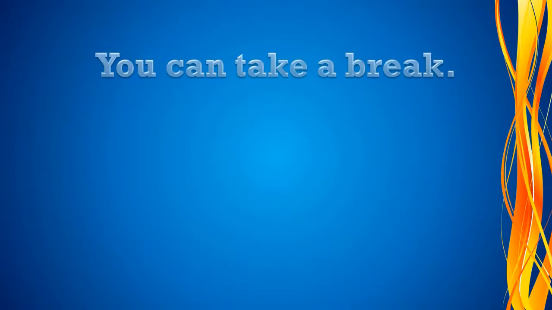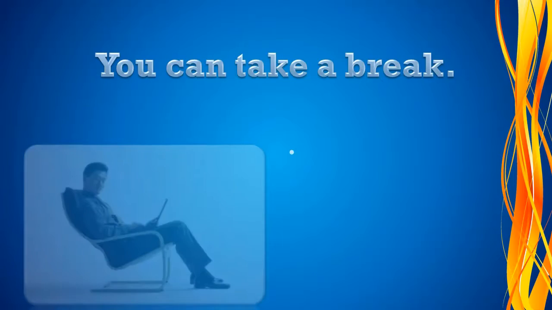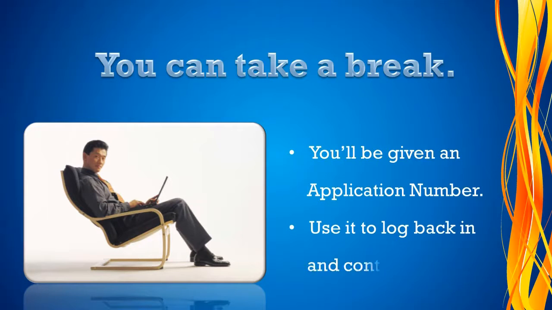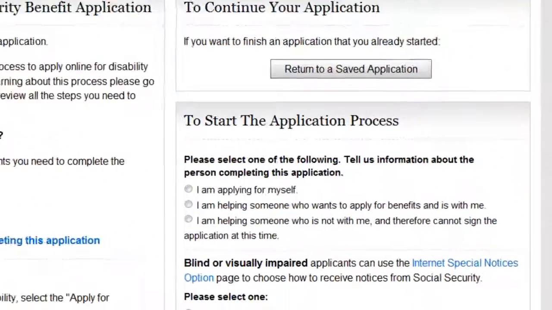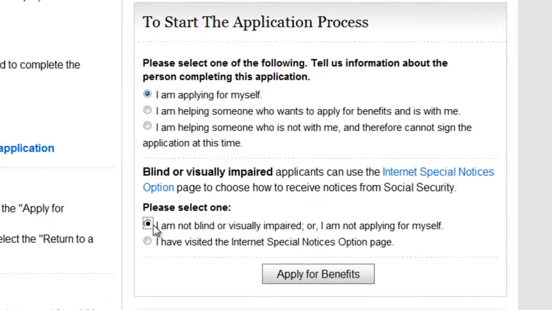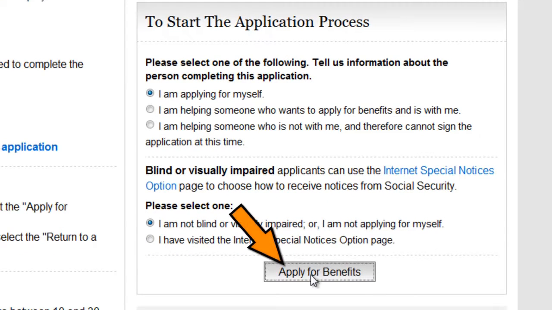If at any point you need to pause or stop working on your online application, Social Security will issue you an application number. This will allow you to sign back in and complete the application at a later time. Social Security needs to know if you're applying for yourself or for someone else, and whether or not you're blind or visually impaired. Select the appropriate answer and then click on the tab Apply for Benefits.